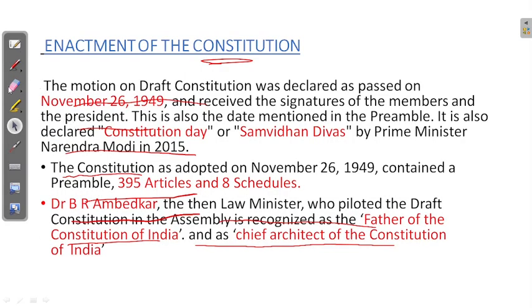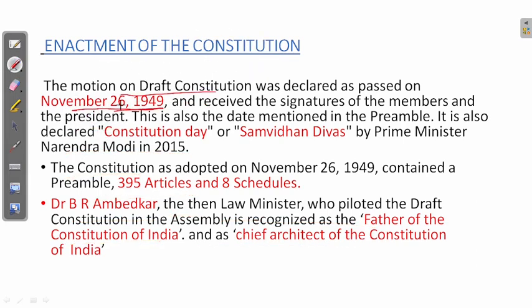Next, we'll see the enactment of the Constitution. The motion of the draft Constitution was declared as passed on November 26, 1949. This date is present in the preamble. Remember, it received the signatures of the members and the president. This is also the date mentioned in the preamble. It was also declared Constitution Day or Samvidhan Divas by Prime Minister Narendra Modi in 2015.